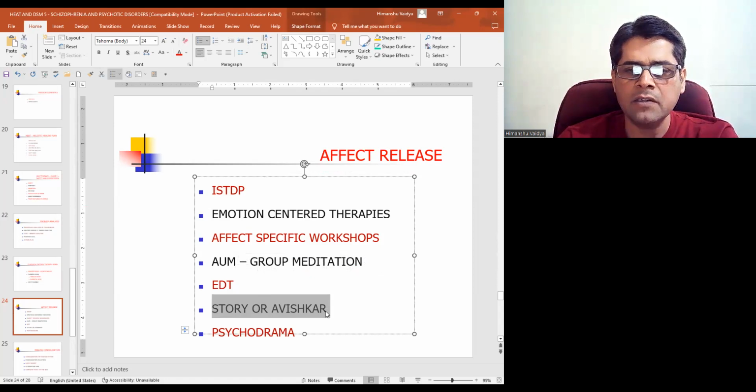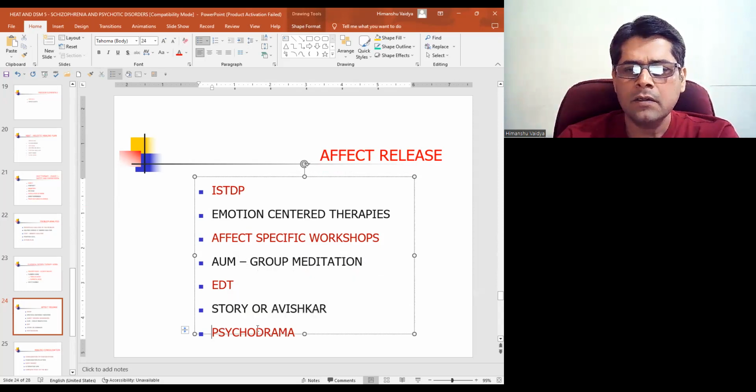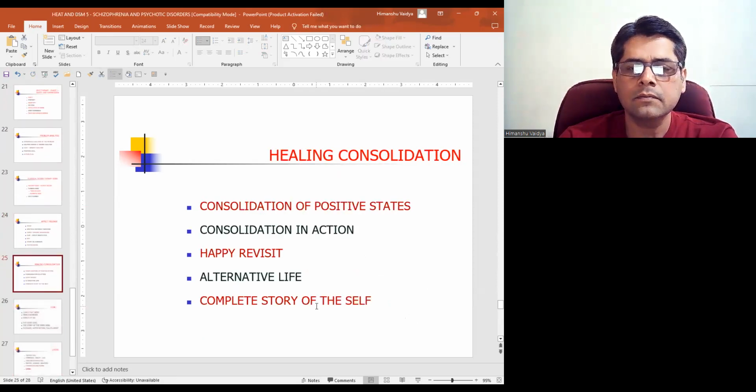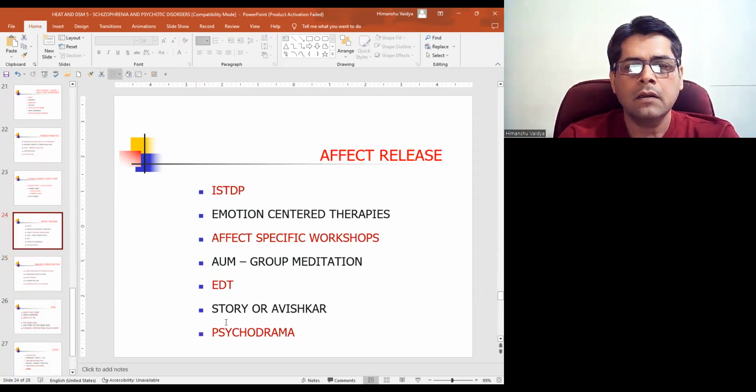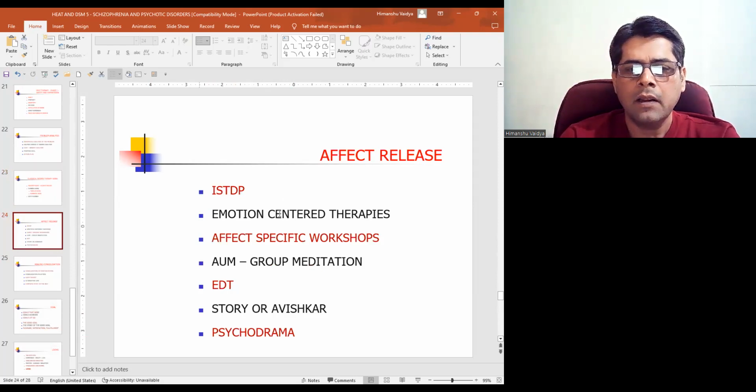This is a tantric practice of Avishta. If you have a tantra master around, it can be done, not without him. Psychodrama, if you have an expert around, it can be done. These elements follow after a moderately deep therapy. Directly going here does not help as much.